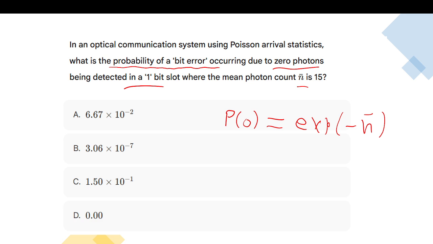Which means n bar is 15, so the P naught or P0 becomes 3 into 0.59 into 10 to the power minus 7. This is the correct answer.